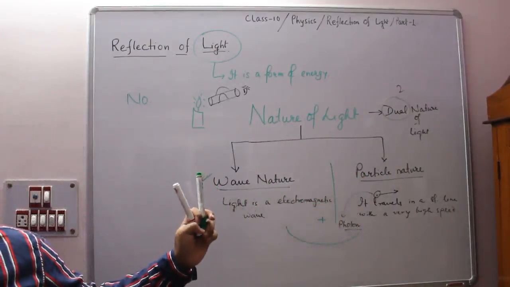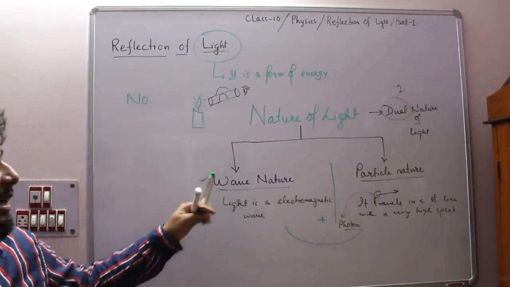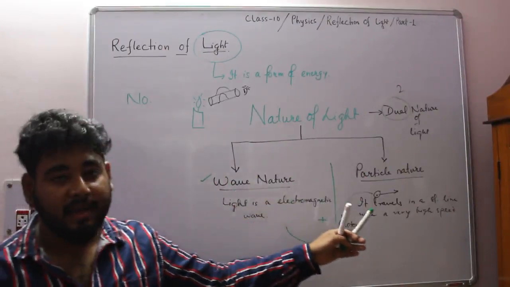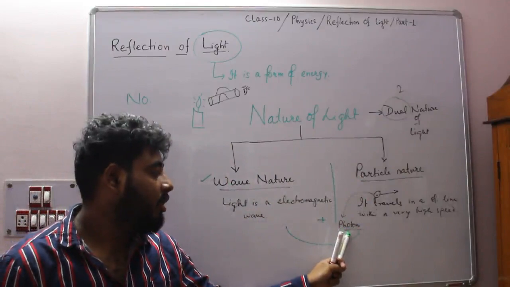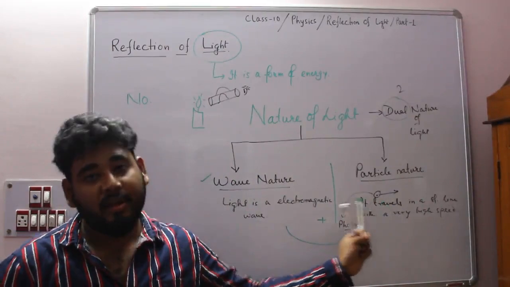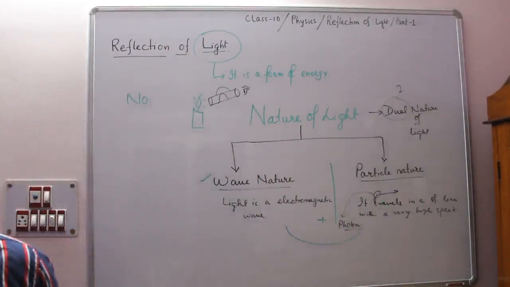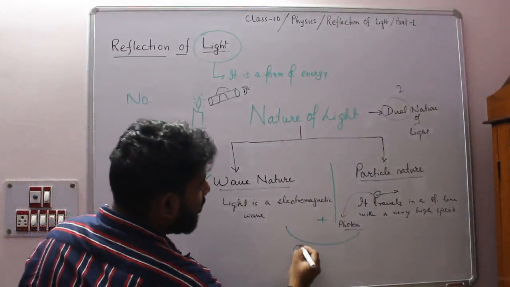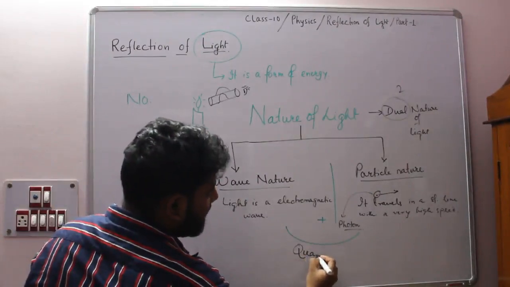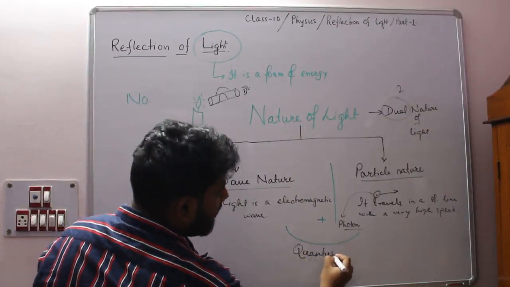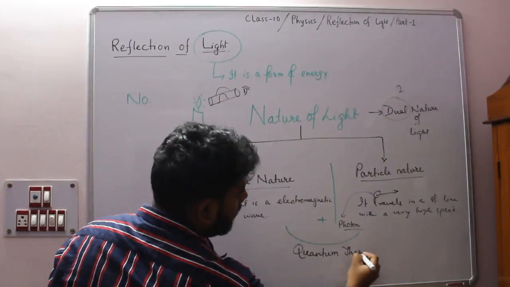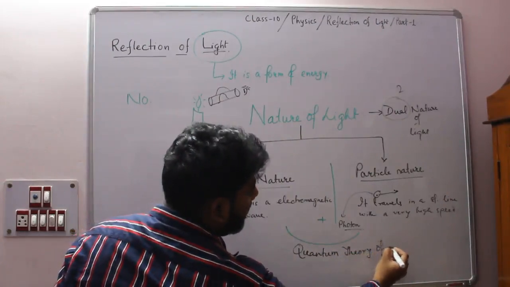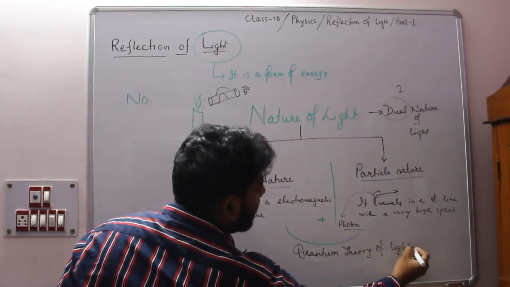What are those? The wave nature and the particle nature. According to the wave, light is an electromagnetic wave. According to the particle, it is a small particle called a photon which travels in a straight line with a very high speed. And when you combine these two, this theory we call the quantum theory of light. Understand up to this much?